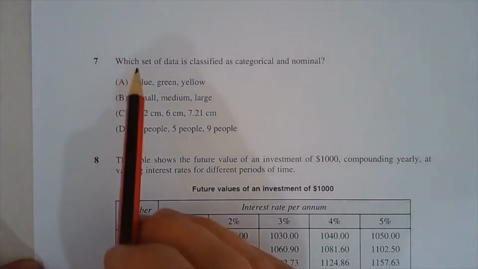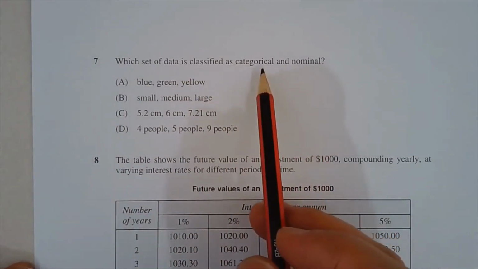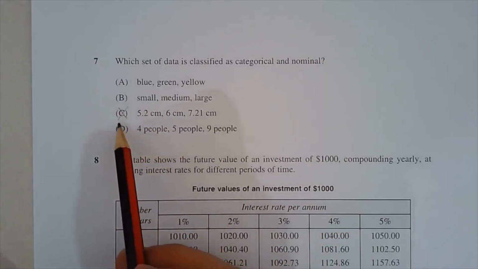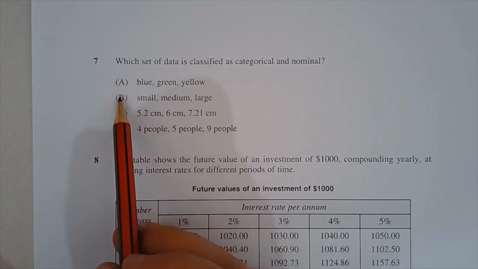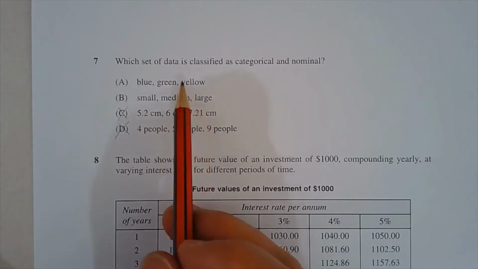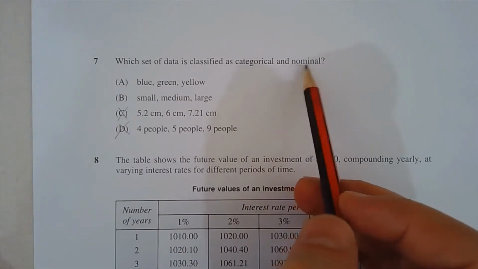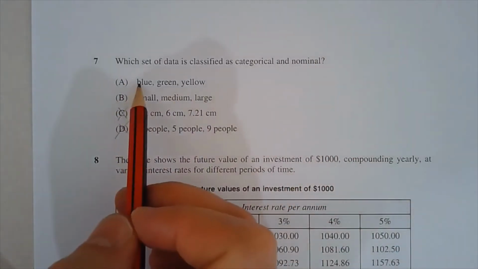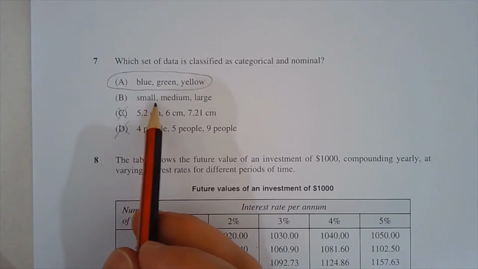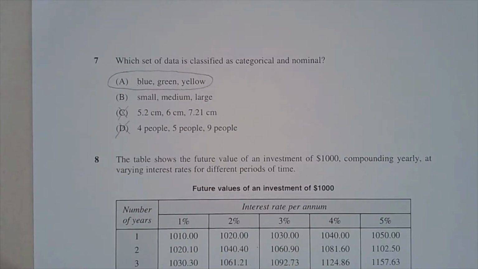Question 7. Which set of data is classified as categorical and nominal? Categorical means there's no numbers involved. So it cannot be option C and it cannot be option D. So between A and B, you can see the types of data that we have there. One of these can be ordered, one of these cannot. Nominal means in name only. It comes from the French, nom means name, name only, option A. The other one is ordinal. Ordinal means that it's categorical data that can be arranged in some sort of order, and that's option B, obviously. So option A is certainly the answer here.